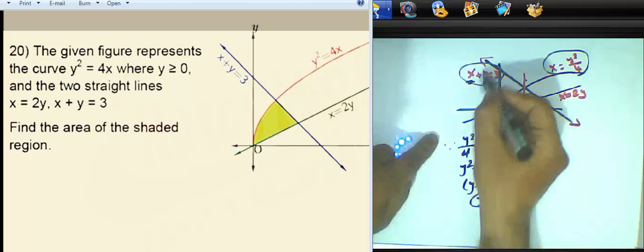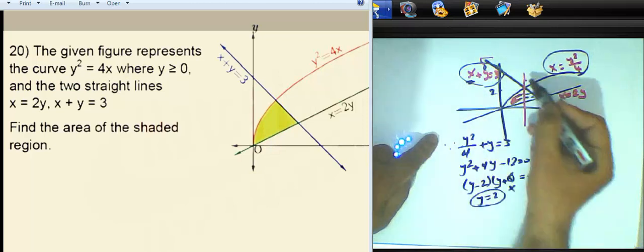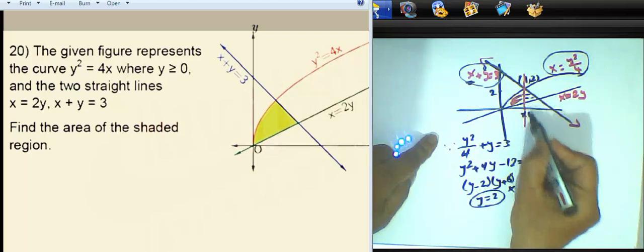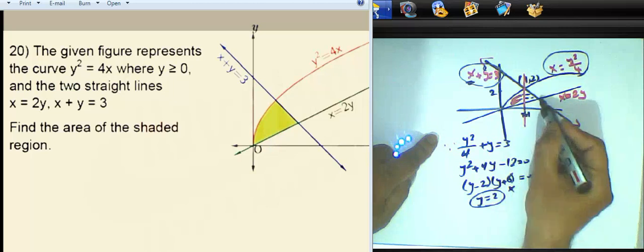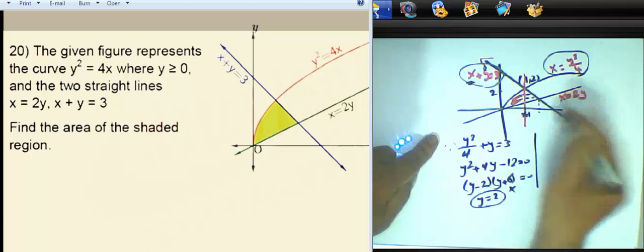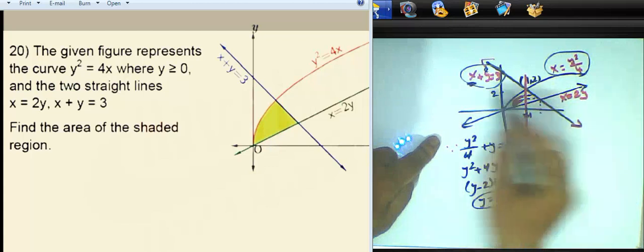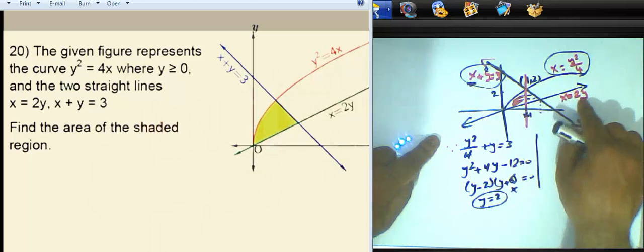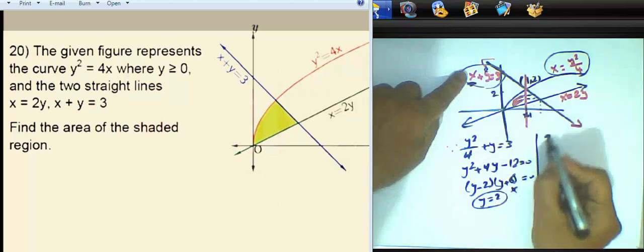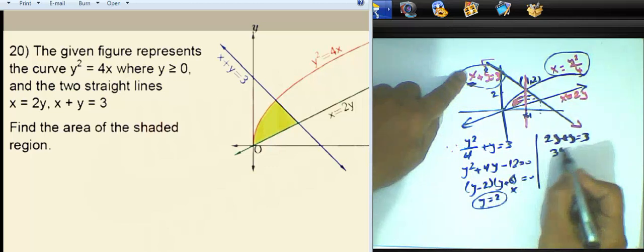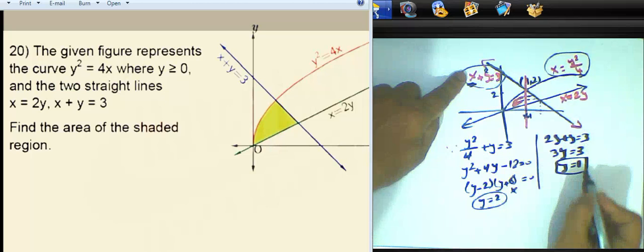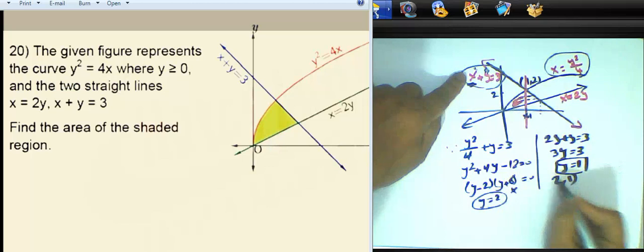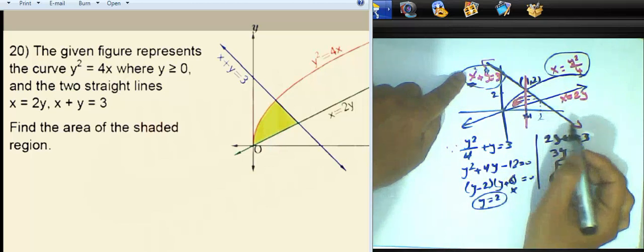Then you can find x. When y equals 2, then x equals 1. This point A will be 1 and 2. Then x here will be 1, this point is 1 and 0. Then I want to find the intersection between the straight line x equals 2y and the straight line x plus y equals 3. Put x equals 2y in this equation: 2y plus y equals 3, so 3y equals 3, then y equals 1. Put y equals 1 here, 1 plus 2 equals 3, then x equals 2, then the point will be 2 and 1.